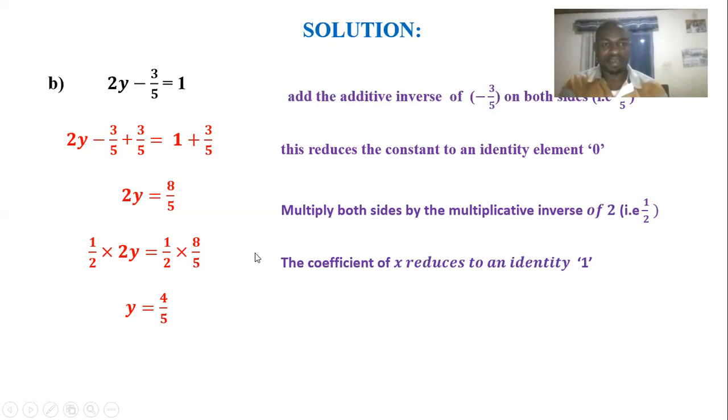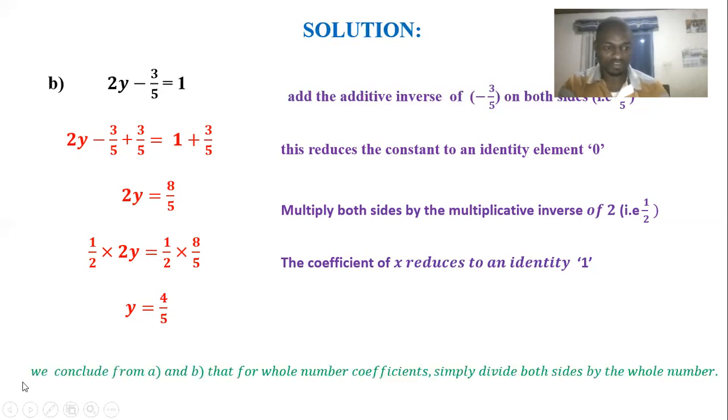Now, looking at A and B, we've seen that there are some shortcuts we can do. We've seen that multiplying both sides by a multiplicative inverse, in a case where that coefficient is a whole number, is simply the same as dividing both sides by the coefficient. So that is why we conclude from A and B that for whole number coefficients, simply divide both sides by the whole number.